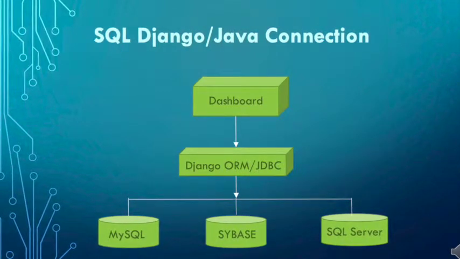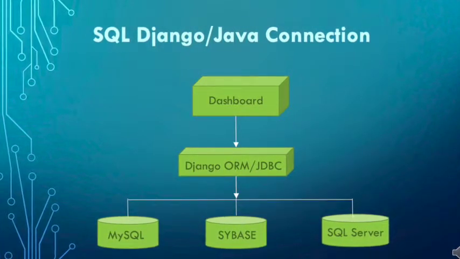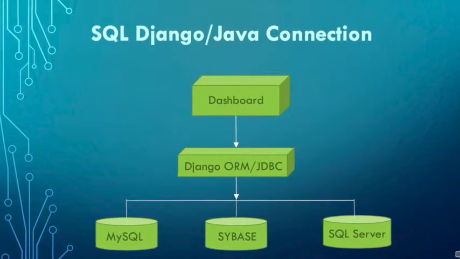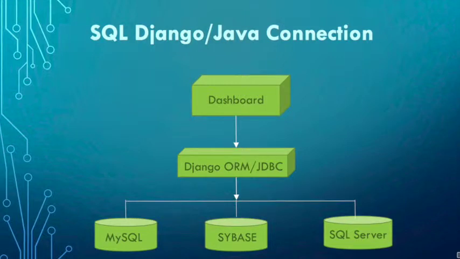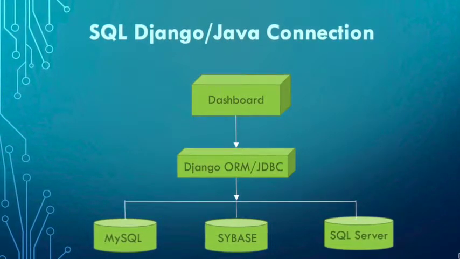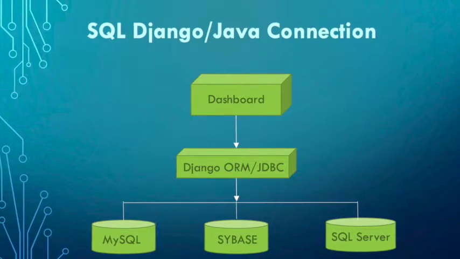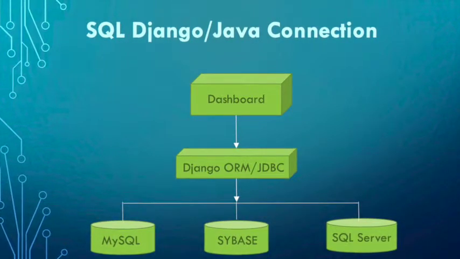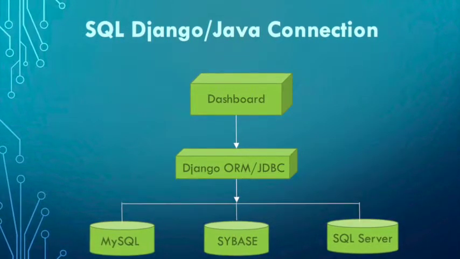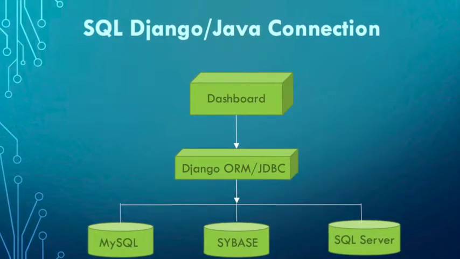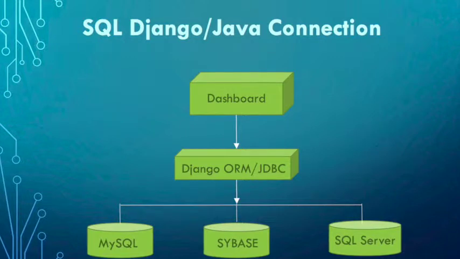So we're looking at the dashboard. It could be a Java program. It could be Python as well. And the connector will be JDBC or Django ORM. And the groundwork will be MySQL, like LAMP, and Sybase or SQL Server. So whenever we pull the data source from those servers, we always have the connector there to make it work.